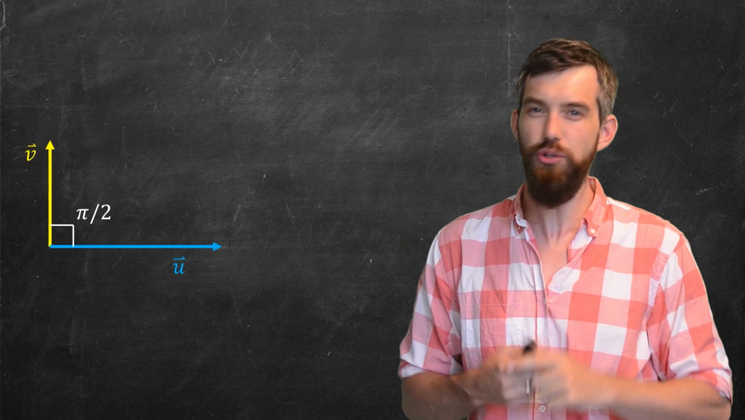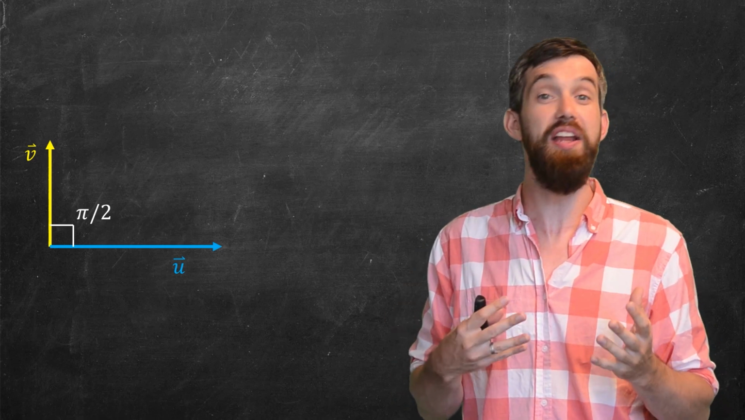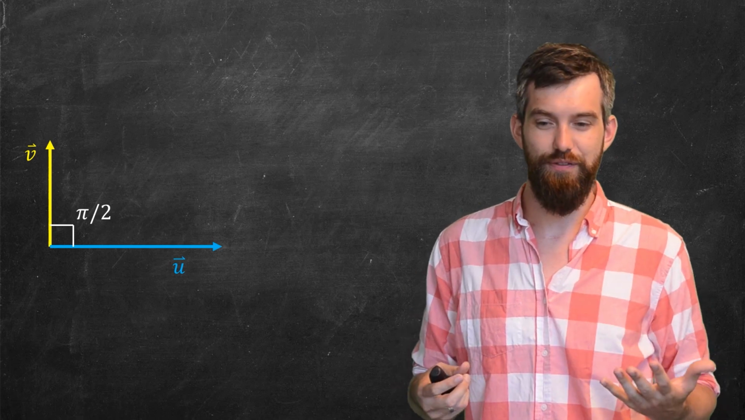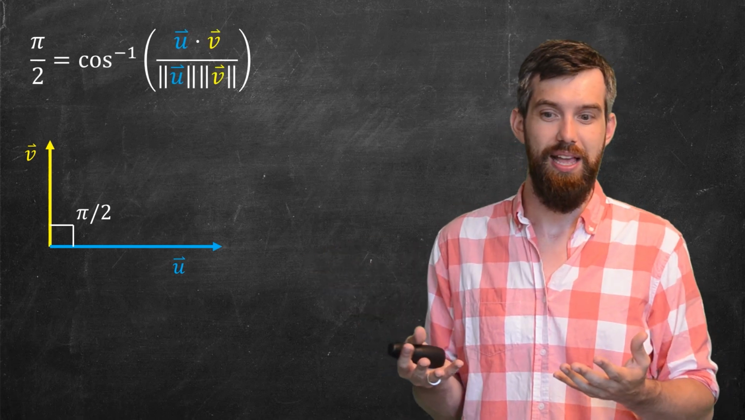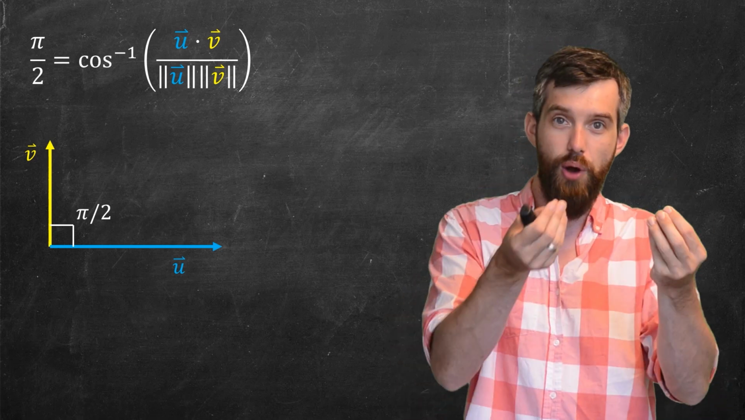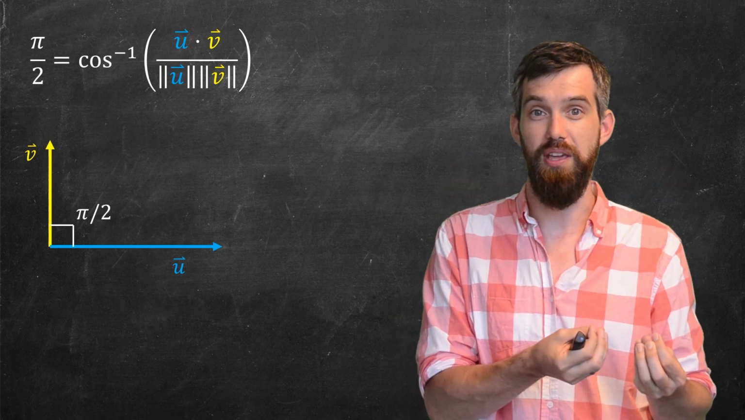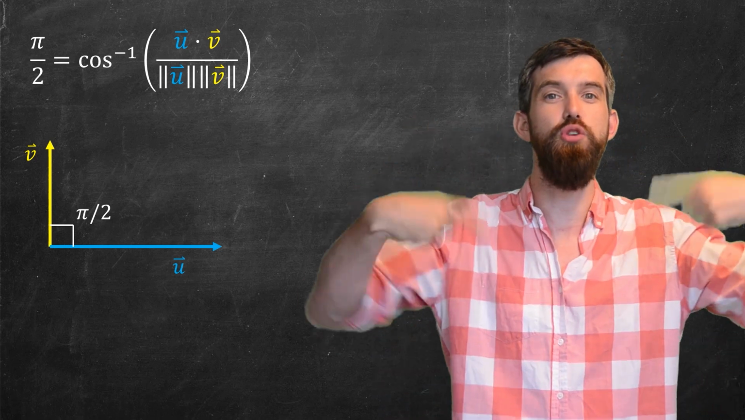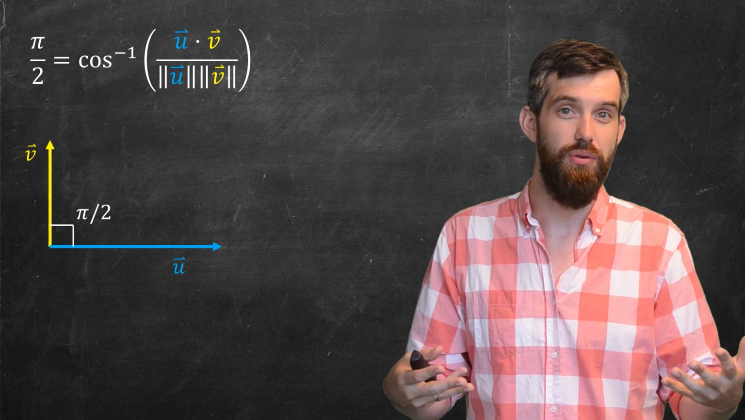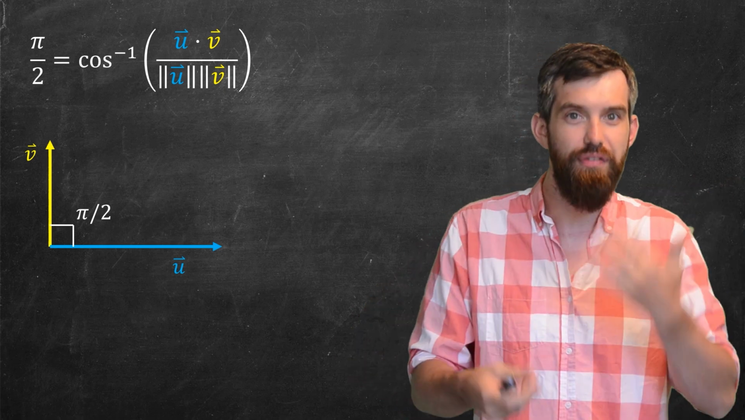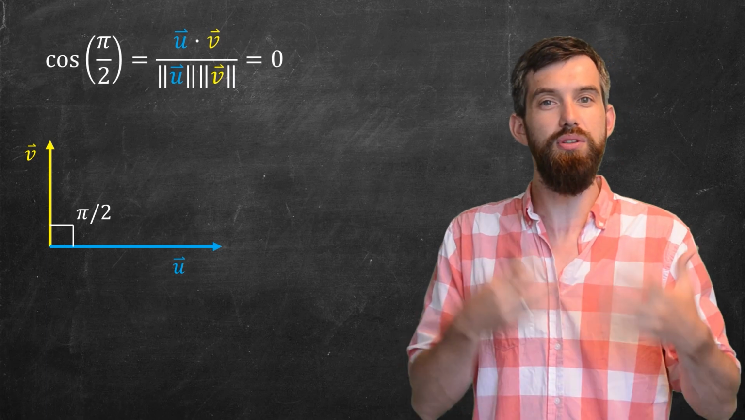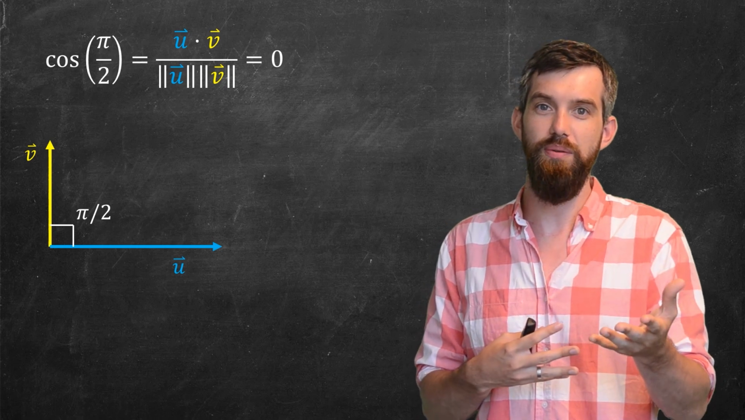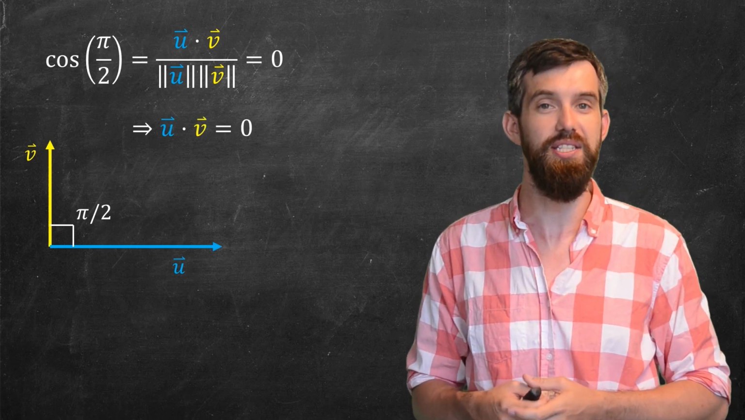Let's do one more example. Let's do a special case where the angle theta is known to be pi over 2, 90 degrees. Well, in this case, if I plug it into my formula, theta is pi over 2, and we're saying that this is arc cosine of the dot product divided by the length of u times the length of v. If I then take that expression and take cosine of both sides, I'll get cosine of pi over 2. And then cosine of arc cosine of the argument is just going to be the argument again. So cosine of pi over 2 is just the dot product divided by the length of u times the length of v, equal to 0. And what does that imply? Well, that implies that the dot product is going to be 0.